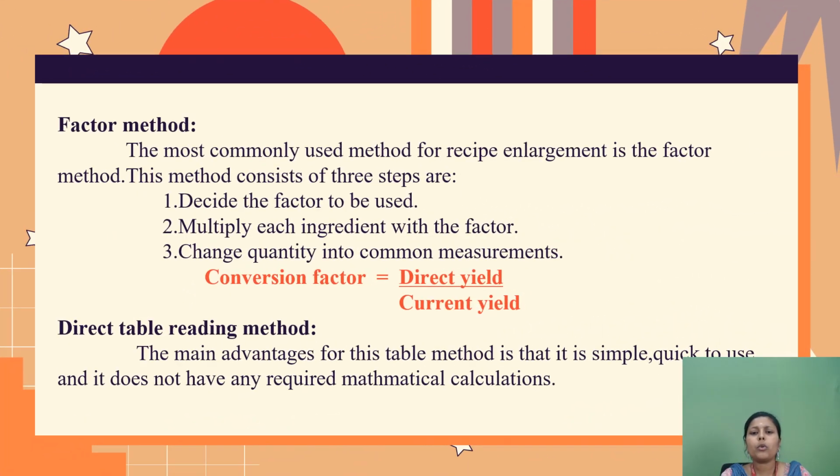Factor method. This is the most commonly used method for recipe enlargement. This method consists of three steps: decide the factor to be used, multiply each ingredient by the factor, and change quantities into a common measurement. Conversion factor equals desired yield divided by current yield.